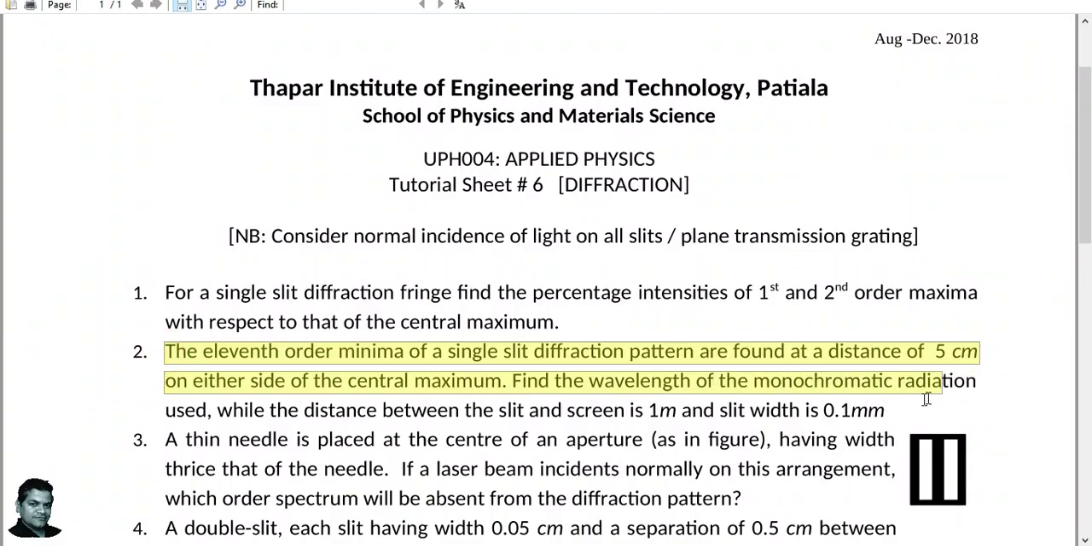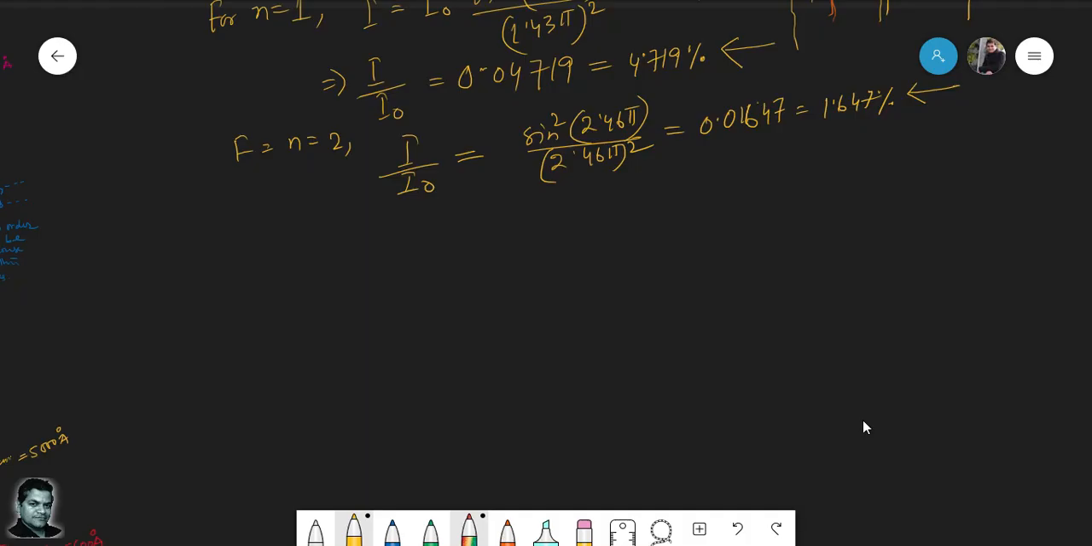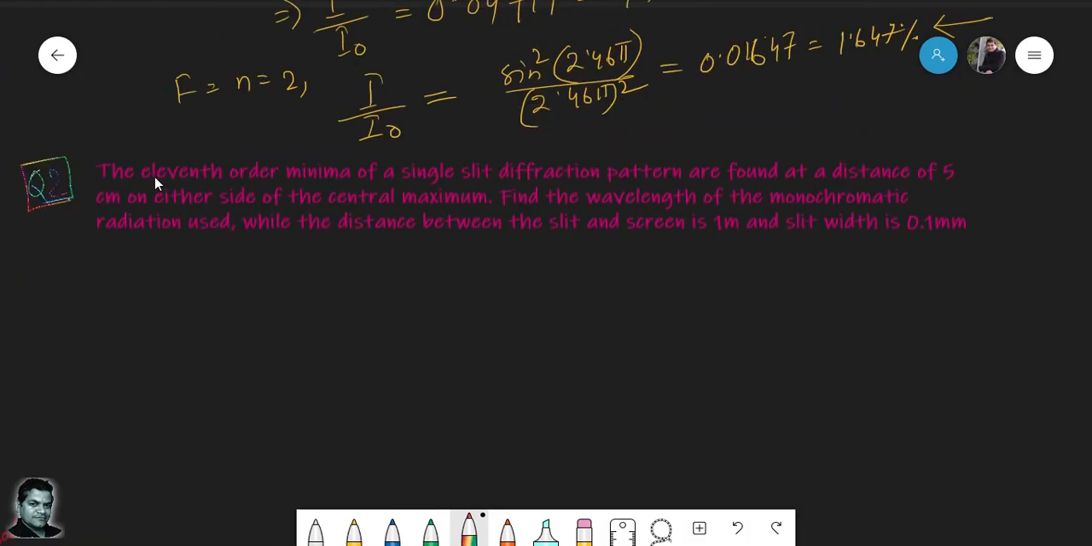Now to look at the second problem: the 11th order minima of a single slit diffraction pattern are found at a distance of 5 cm on either side of the central maxima. Find the wavelength of the monochromatic radiation used, while the distance between the slit and the screen is 1 meter and the slit width is 0.1 millimeter. So here is our problem.